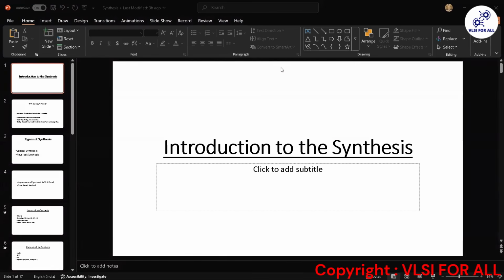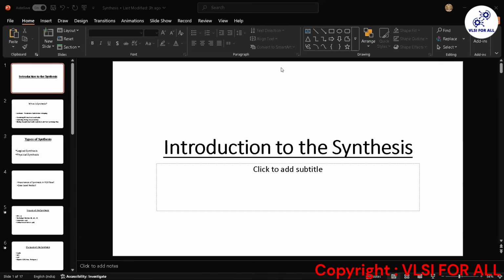Okay, I'll just solve the first doubt, which is the difference between logical synthesis and physical synthesis. I'll just give you the definition. Logical synthesis is translating high level RTL code into gate level netlist. Okay. You got what is logical synthesis, right?